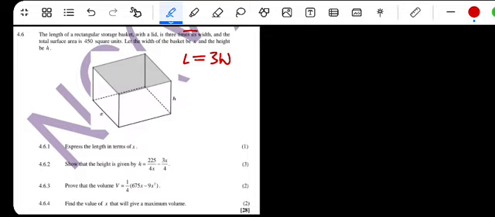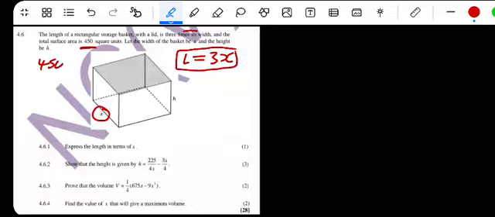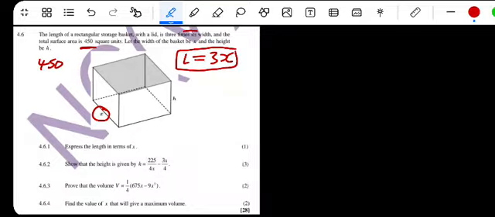What is the width here? The width is x. That means 3 times its width. Instead of w, I'll just say x. That is the length. And the total surface area is given as 450 units squared. Then it says let the width of the bucket be x, as you can see there, and the height be h.